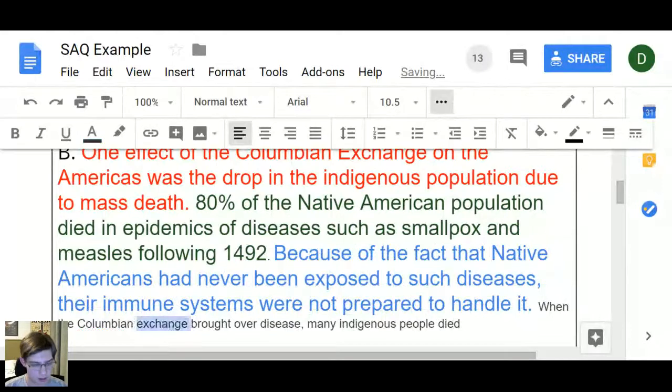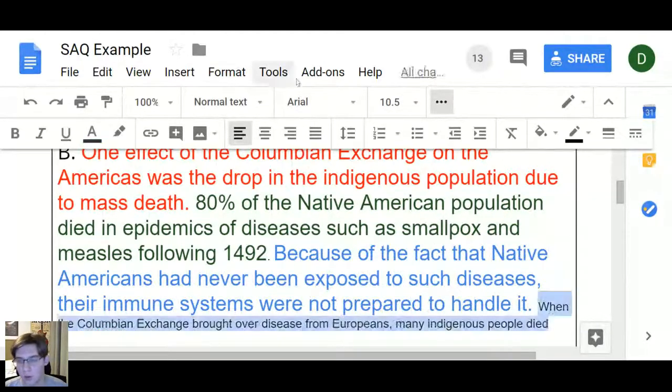So we could say, when the Columbian exchange brought over disease, we could say from Europeans, many indigenous people died. So it kind of just implies the fact that Europeans are dirty, rotten, genocidal maniacs. Don't worry, that'll come up in period 5. All right, so there we go.